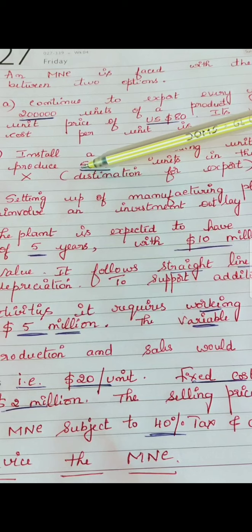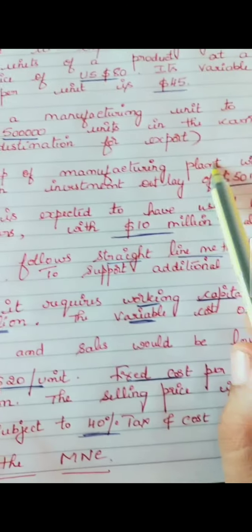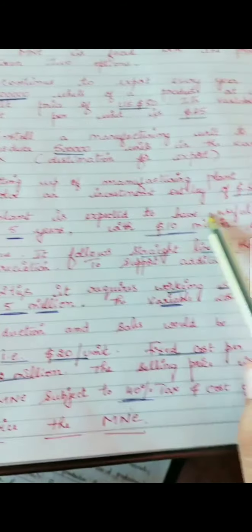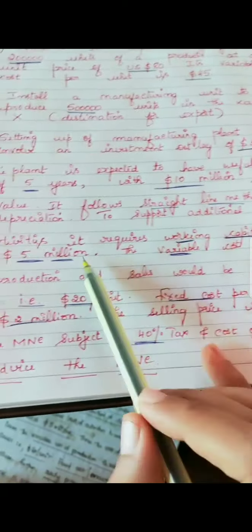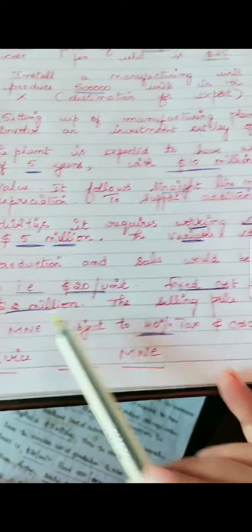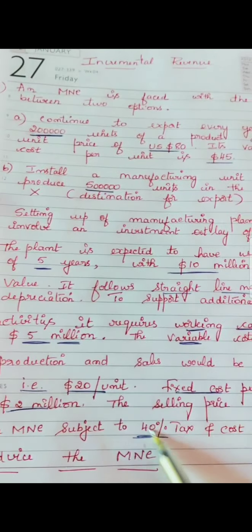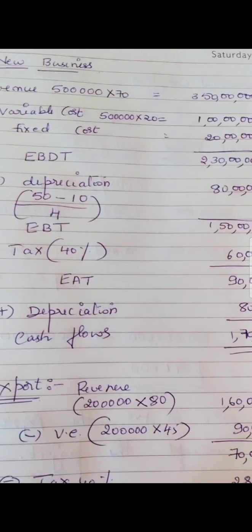They are installing in the same country, that is country X, the destination for export. So what do you mean by that? It is the same country. Next, setting up of a manufacturing unit will have a cash outlay of 50 million, for 5 years, and the salvage value is $10 million. Straight line method depreciation, working capital is $5 million. Variable cost is $20 per unit. Fixed cost is 2 million. Then selling price is 70 per unit, tax is 40%, cost of capital is 15%. Now we are supposed to advise the company.